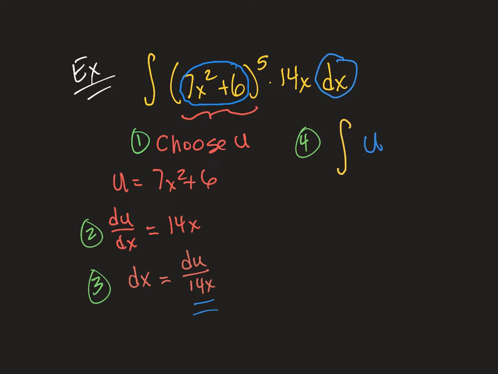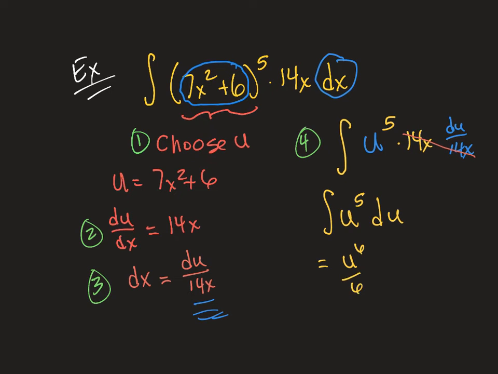u to the 5th power, right? I replaced 7x squared plus 6 with a u, times 14x, and I replaced the dx with this thing down here that I computed, which was du over 14x. And if everything works well, any remaining x terms will cancel, like these guys do. And so my new integral becomes u to the 5th du. And we can simply use the power rule on this, right? We can write this as u to the 6th over 6 plus c.